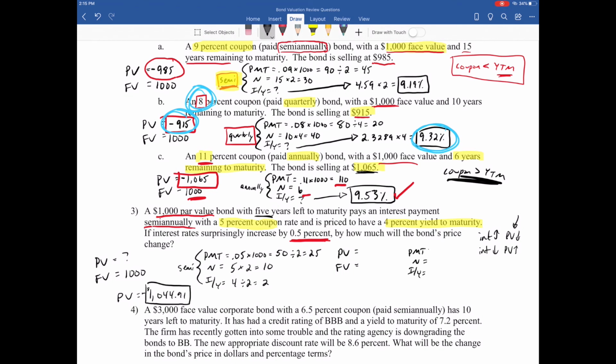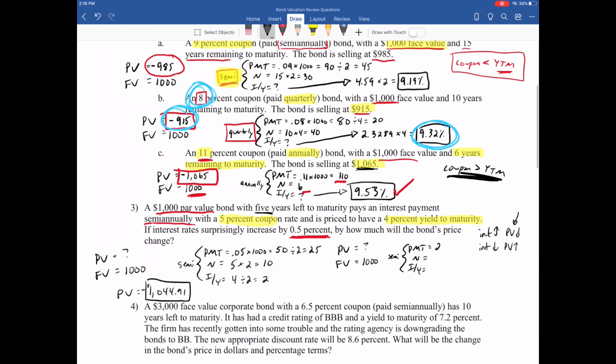On our inputs, everything is really the same except for that I/Y, our yield to maturity. So we're still solving for the present value. The future value is still the face value amount of $1,000. All of these inputs are once again input on a semi-annual basis. We're still receiving $25 every 6 months. We still have 10 total periods remaining on this security.